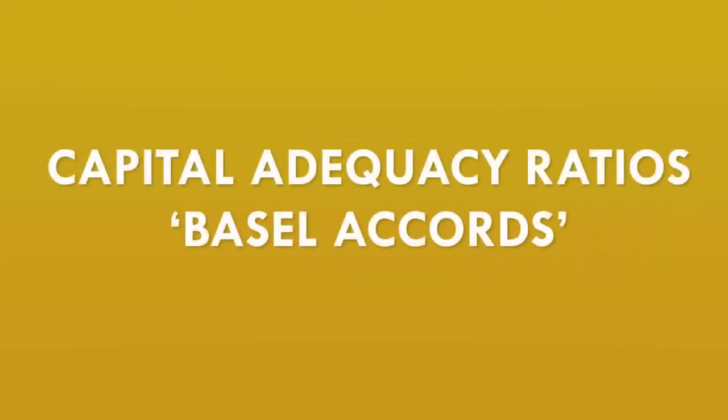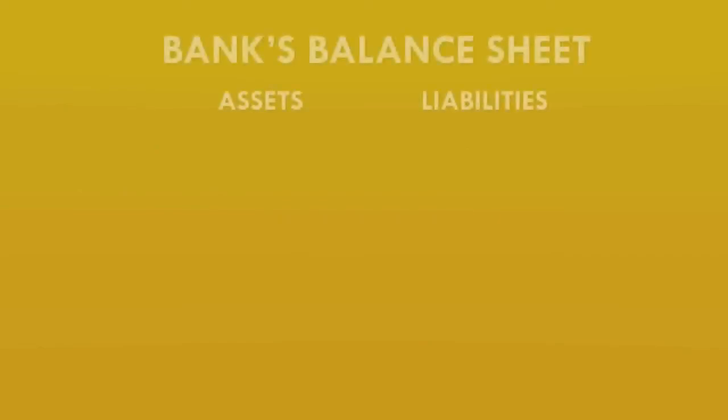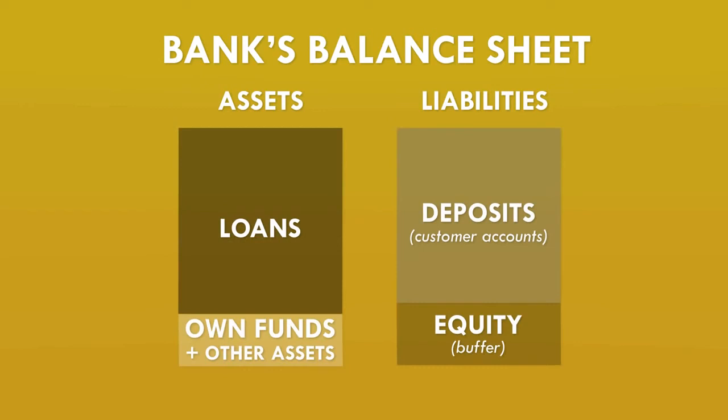So to try and prevent this from happening, there is something called the Basel Accords, or capital adequacy ratios. Capital adequacy ratios basically require the banks to keep a buffer that's big enough to absorb losses. The bigger the buffer, the more of a bank's loans can go bad before it becomes insolvent.